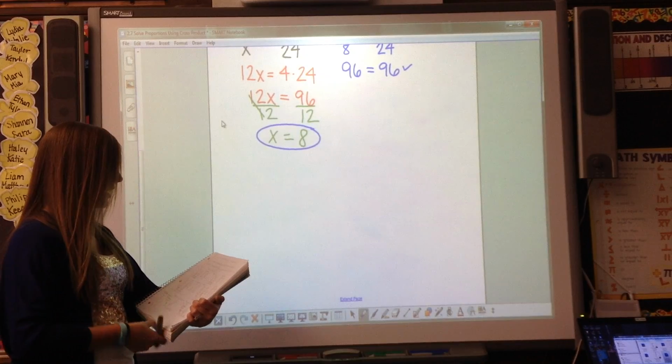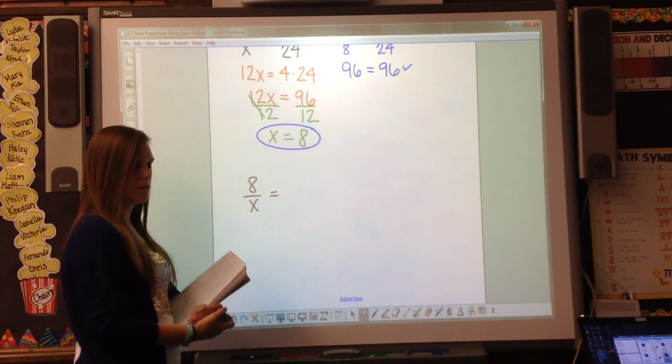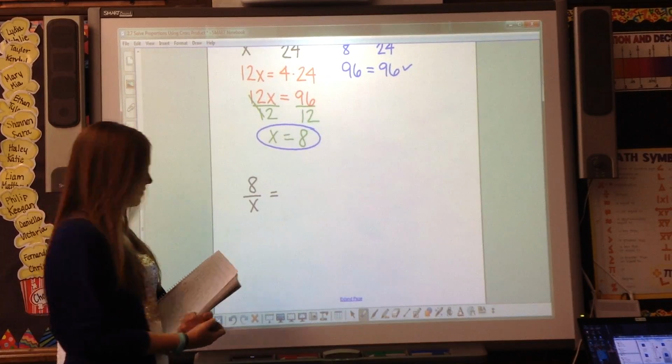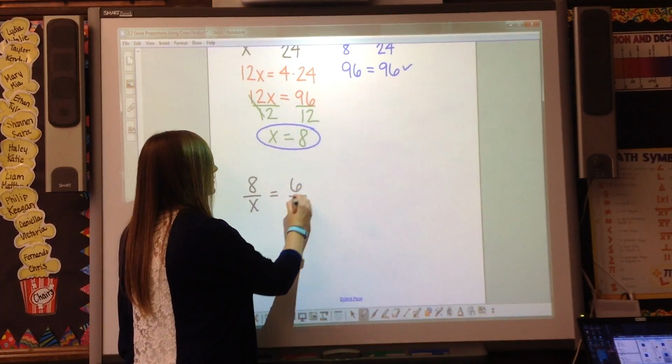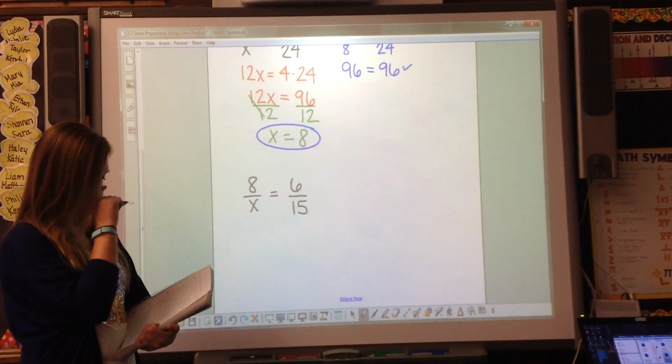Go ahead and try 8 over x equals 6 over 15. Solve for x and then also check your answer.